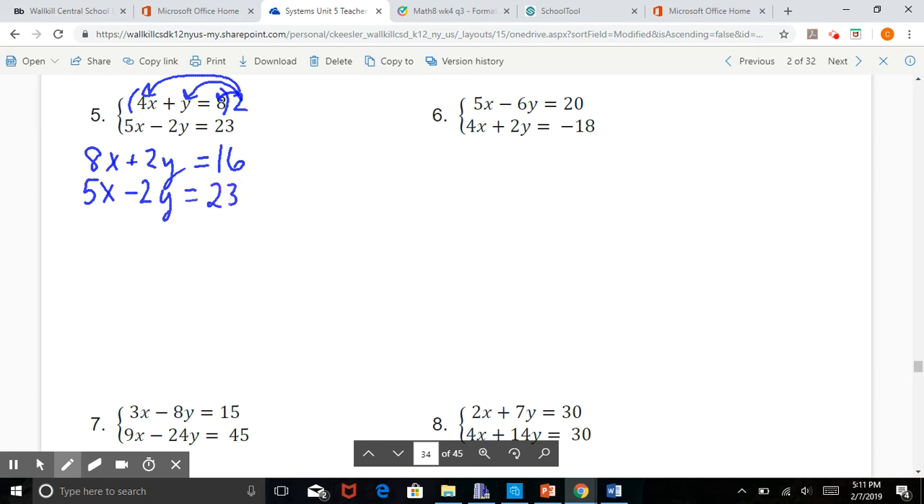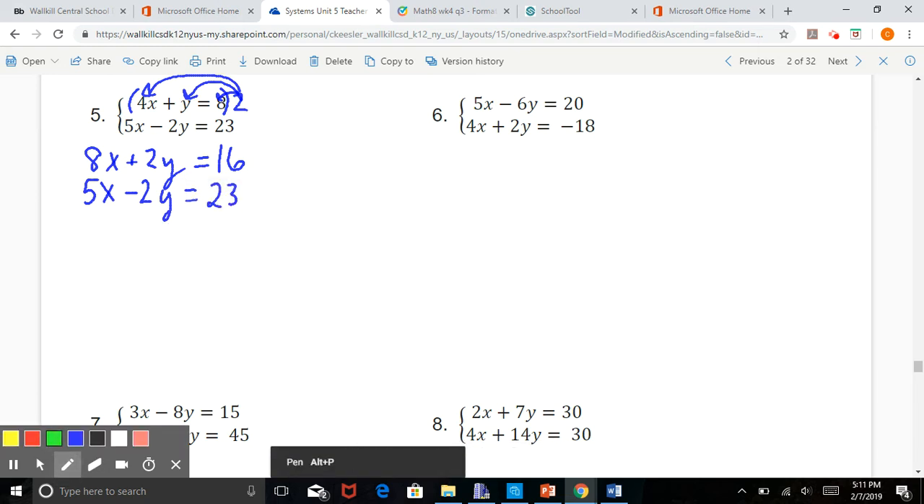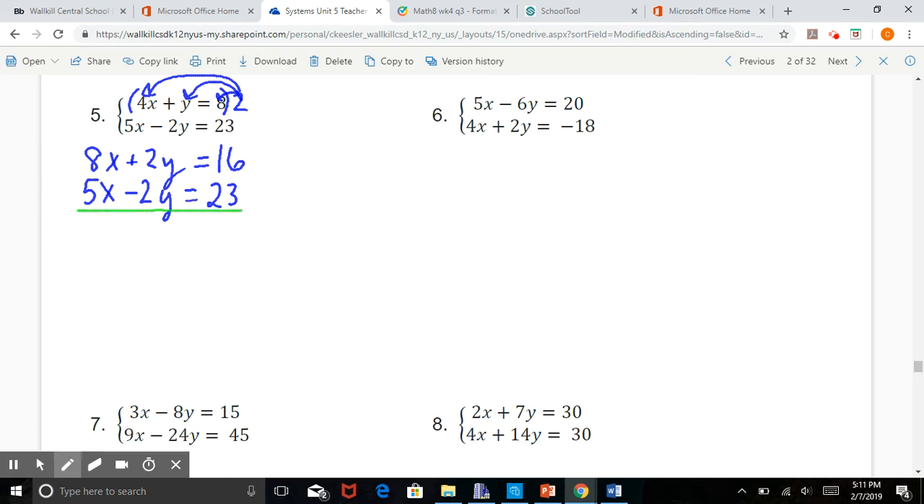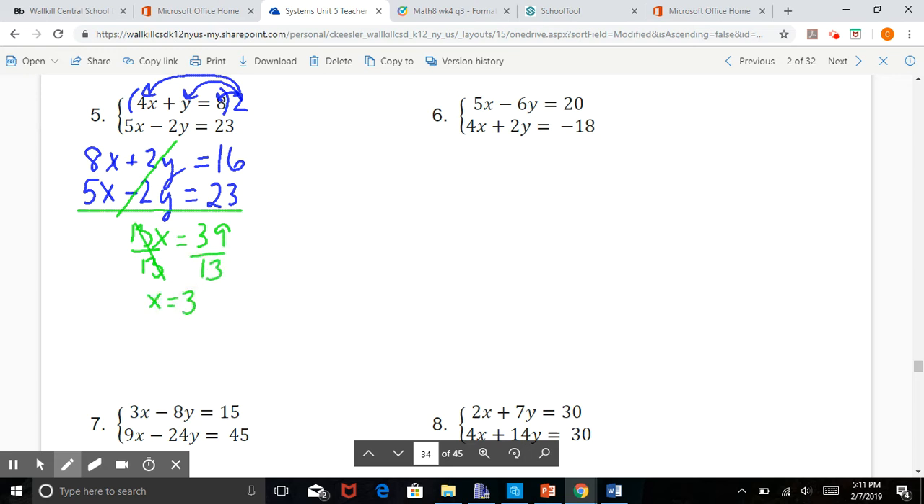So now I have a pair of opposites, and I can start adding them to eliminate the y's. 8x plus 5x makes 13x. Positive 2y and negative 2y cancel out. 16 and 23 make 39. Divide by 13, divide by 13, and x equals 3.